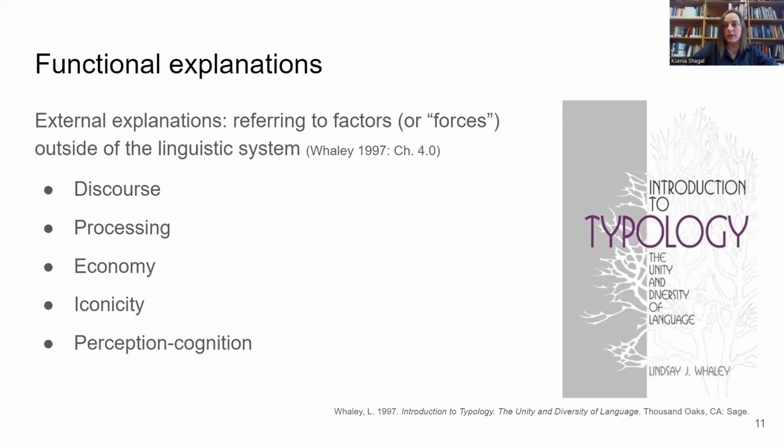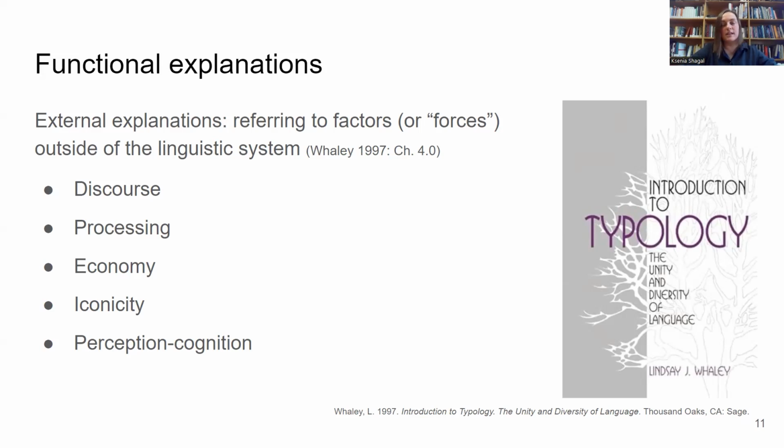So internal explanations are the ones that are similar to the generative explanations that are referring to universal grammar, and they are purely system internal. But functional explanations that are common in typology are external to the linguistic system as such. And there are 5 types that can be mentioned: discourse, processing, economy, iconicity, and perception and cognition.